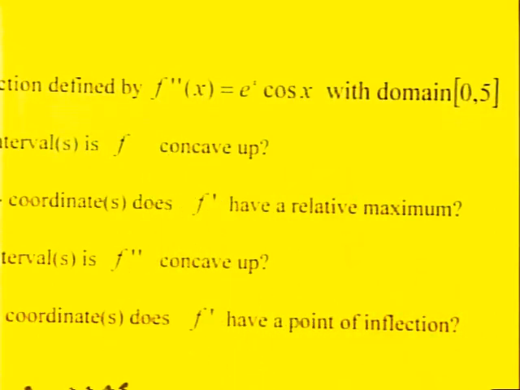Hey, if f double prime is e to the x cosine x, when does f prime have a relative maximum? It's pretty hard. You need to think about this. When you change from increasing to decreasing? Okay, so what's going on at x prime, where f prime, the derivative, is horizontal? If f prime has a relative max, well, it's sort of right.